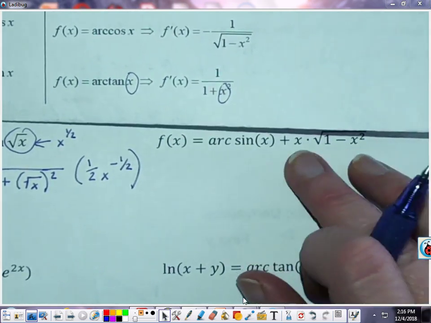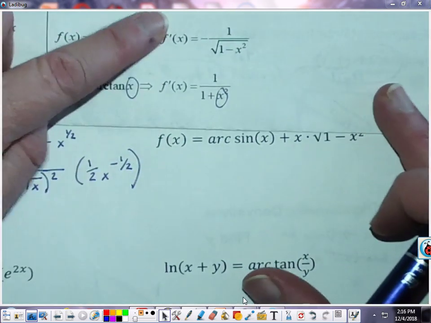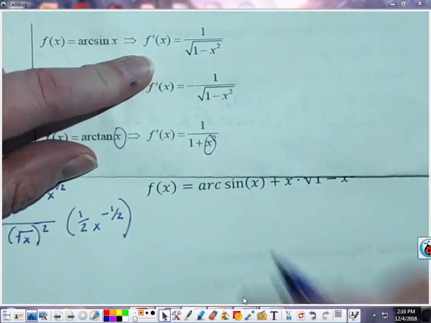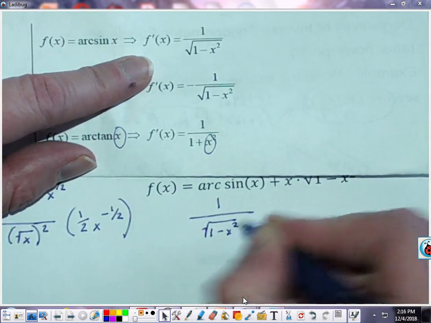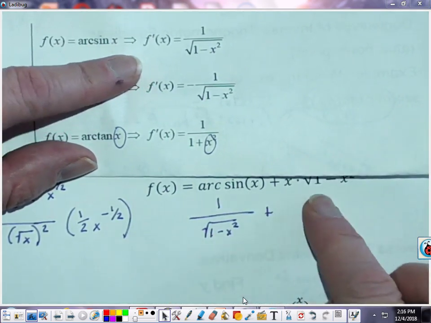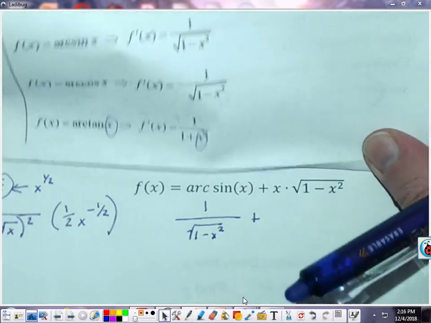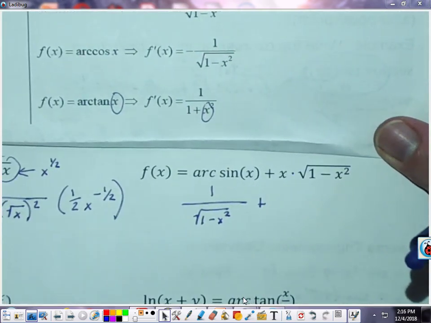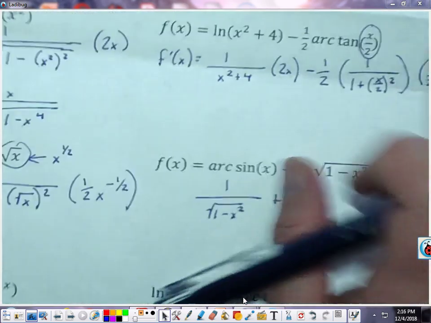Arc sine x plus x times the square root of 1 minus x squared. So arc sine x, they're not even giving me a challenge. That's just the exact rule. Okay, so 1 over the square root of 1 minus x squared. What am I going to have to do on this one? Product rule. What am I supposed to be doing? Yeah. Okay, so I'm just going to move that now.